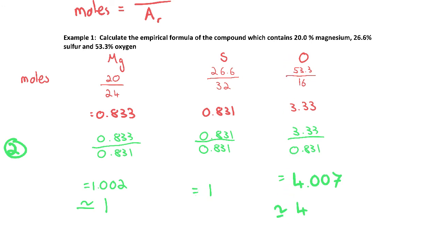So that means that my empirical formula for 20% magnesium, 26.6% sulfur, and 53.3% oxygen is Mg, one of those, S, one of those, and then it must be O4 because I have a 4 here. So my empirical formula is MgSO4.